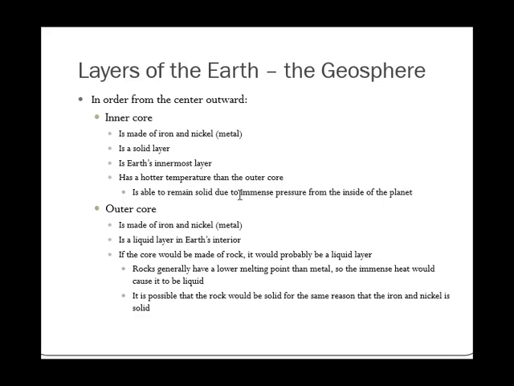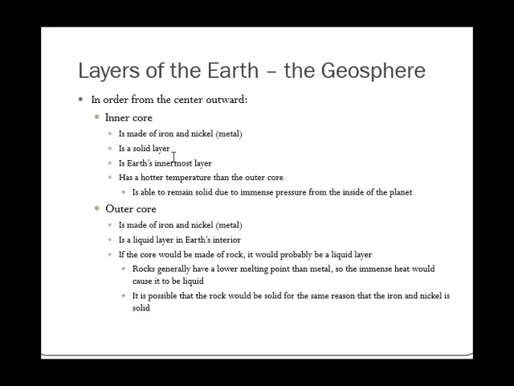The only reason why it's able to remain solid, even though, as we'll see in a minute, the outer core is actually liquid, is because there is tremendous pressure that keeps it solid. If you would take metal at that temperature and put it on the surface of the Earth, it would be a liquid. But because there's so much pressure squeezing it together, it stays a solid.